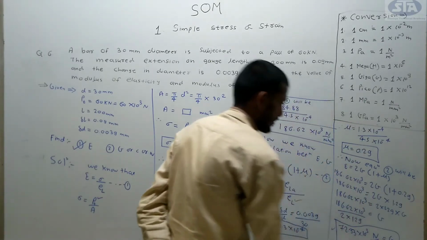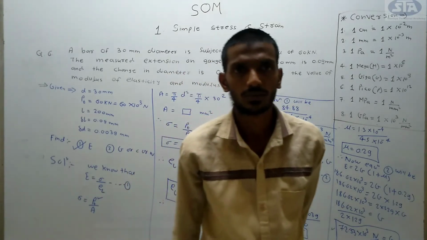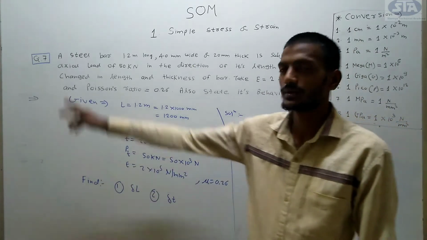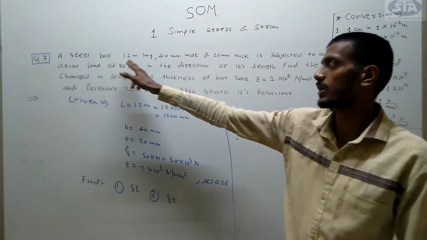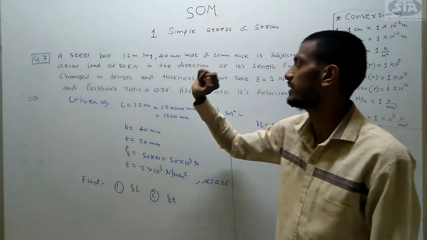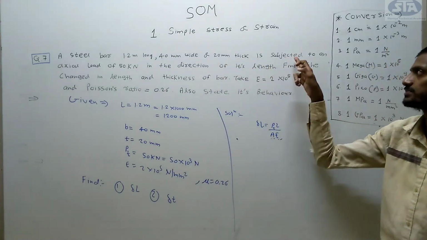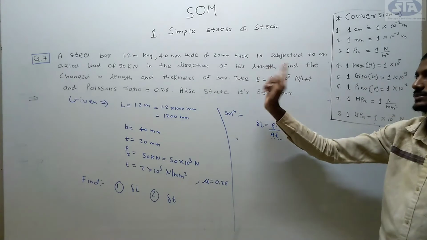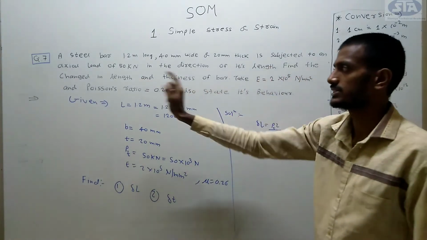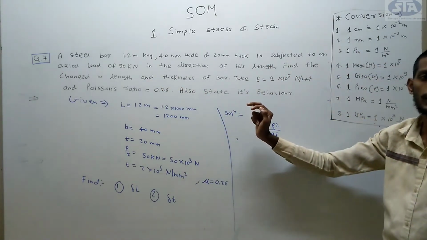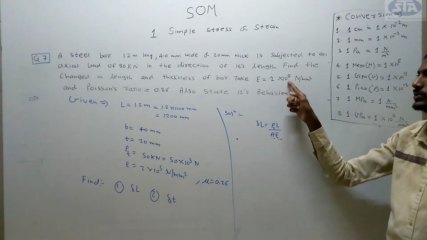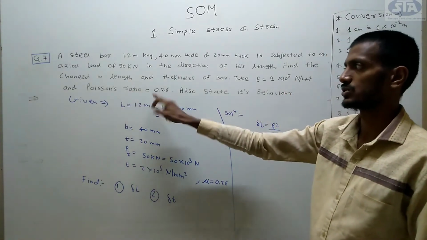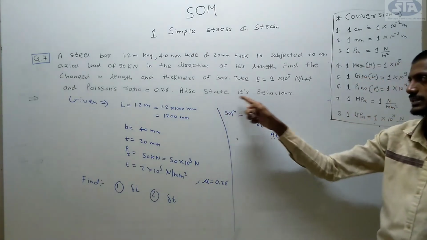Thank you, students. The next question is question number 7. A steel bar 1.2 meter long, 40 mm wide and 20 mm thick is subjected to an axial load of 50 kN in the direction of its length. Find the change in length and thickness of the bar. Take E equal to 2 into 10 raised to 5 Newton per mm square and Poisson ratio equal to 0.26. Also state its behavior.